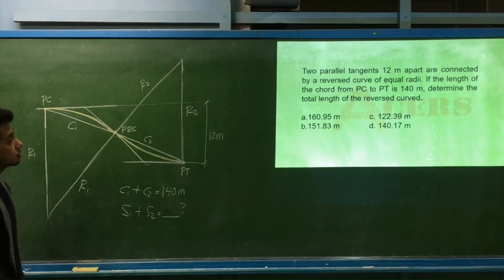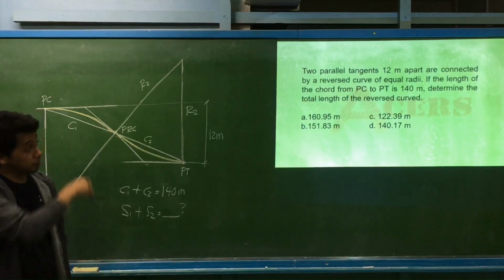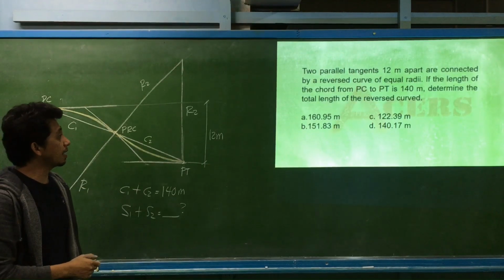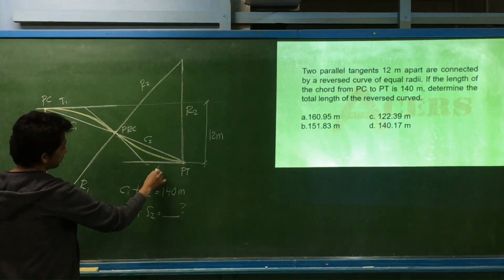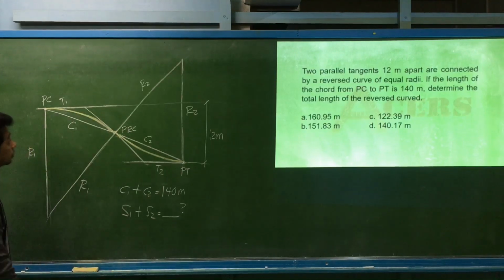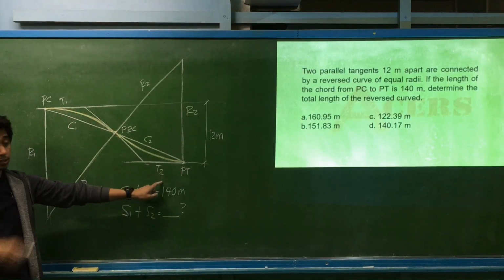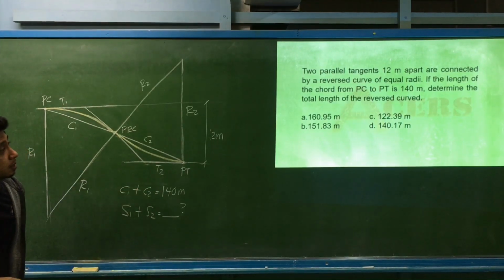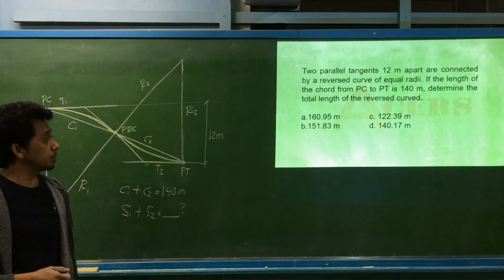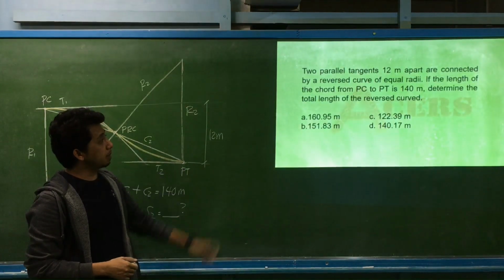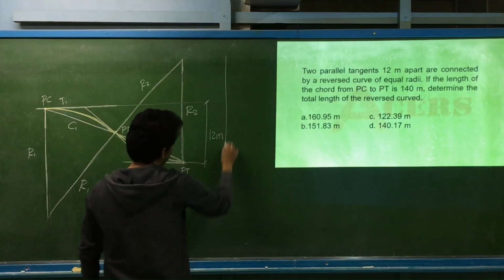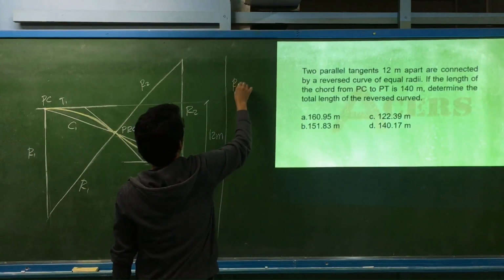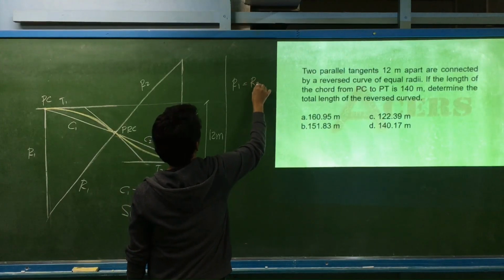In the next example, this is a reverse curve. Two parallel tangents 12 meters apart. This is the first tangent of the first curve, and the last tangent of the second curve, or this is the back tangent and forward tangent. Two parallel tangents 12 meters apart are connected by a reverse curve of equal radii. He said in this problem that R1 is equal to R2.